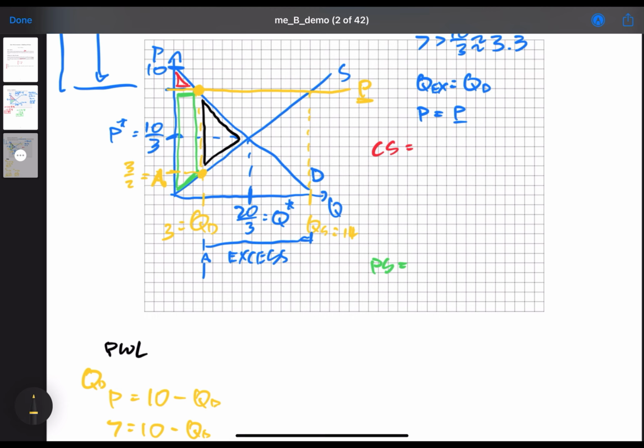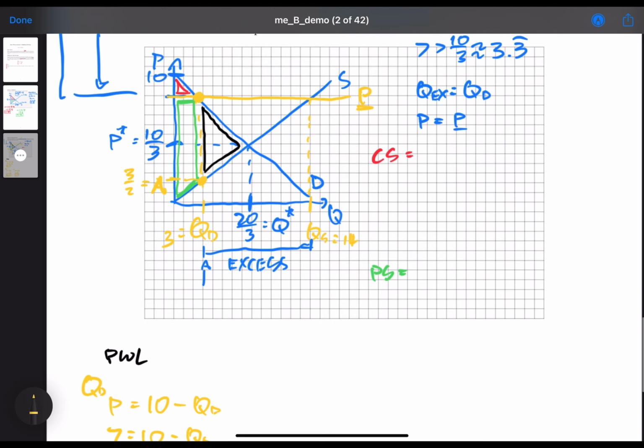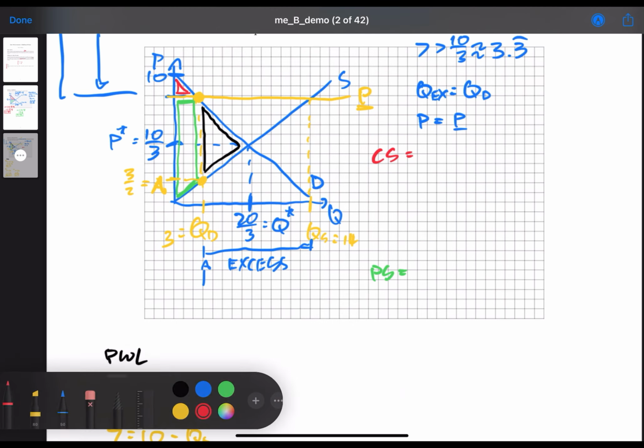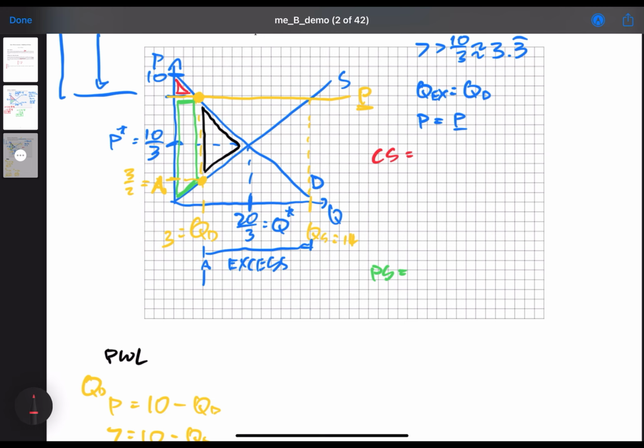All right, so now we have everything we need to find welfare. Consumer surplus is height, which is 10 minus 7, times base, which is 3, times 1/2. So this first part is 3, the second part is 3, so we have 9/2 is our consumer surplus. Let's put a box around it.